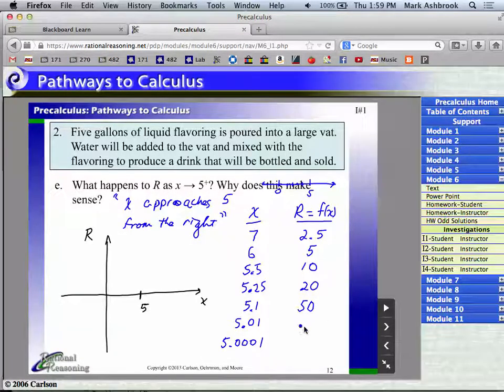What's 5.01? Okay, so what I want you to do with your partner is first interpret the meaning of the number 500. What does that number mean, and why does it make sense if the input is 5.01? Have a conversation. Go.